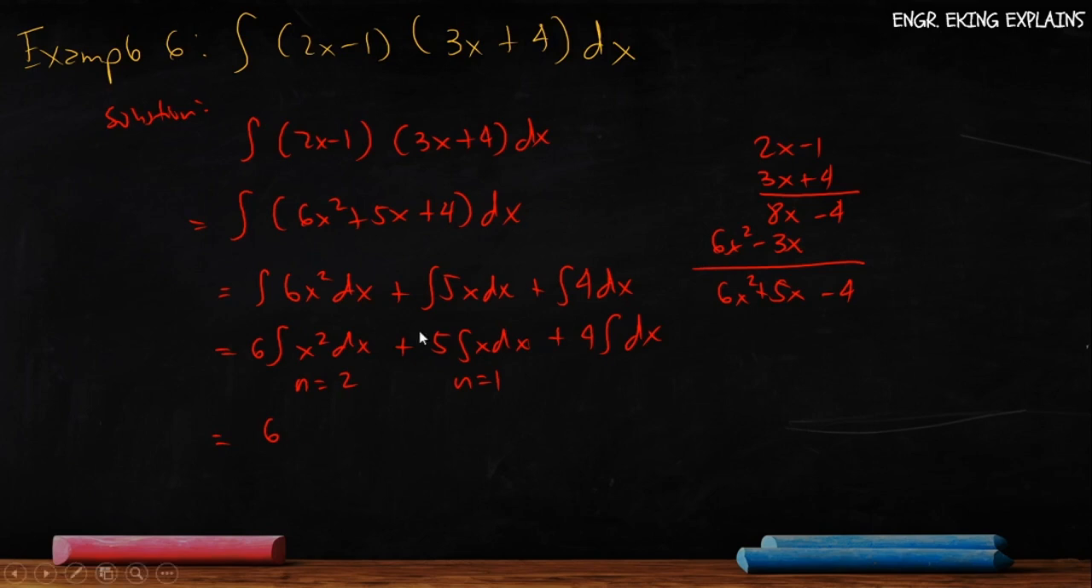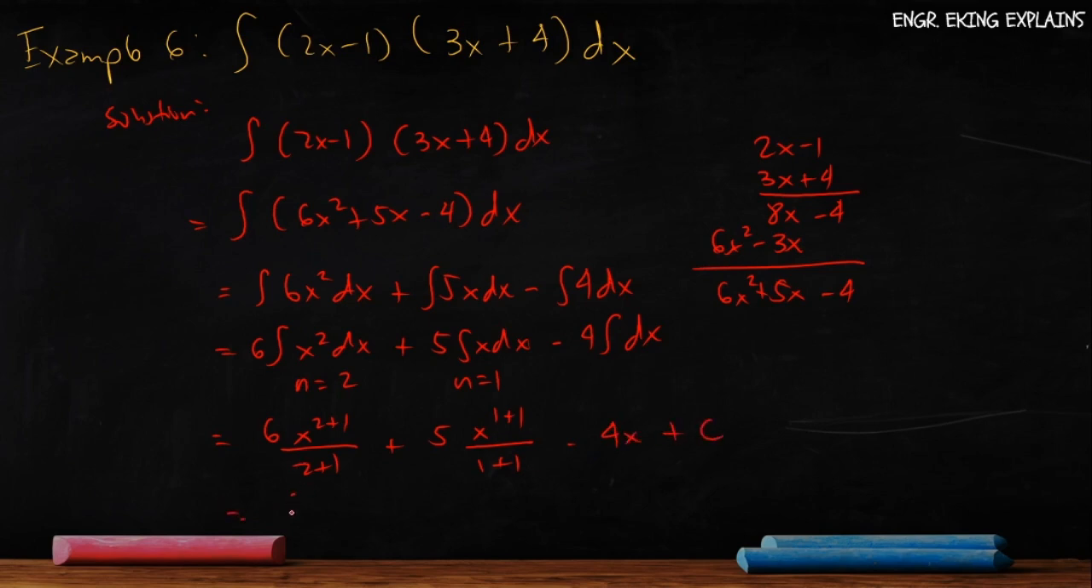Okay, so for this one, our 4 is negative. So sorry for that one, so we need to erase this one here. Okay, so our 4 is negative. So sometimes we need to be careful with the sign of our terms. Okay, so this will be x to the 2 plus 1 over 2 plus 1, plus 5 x to the 1 plus 1 over 1 plus 1, minus 4x plus c.